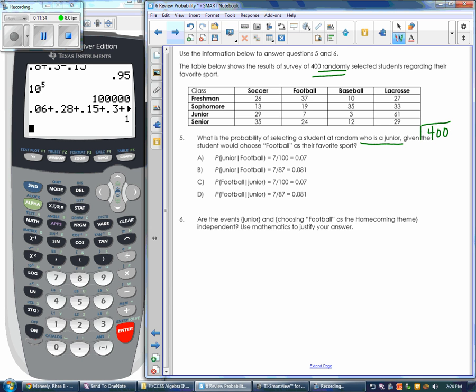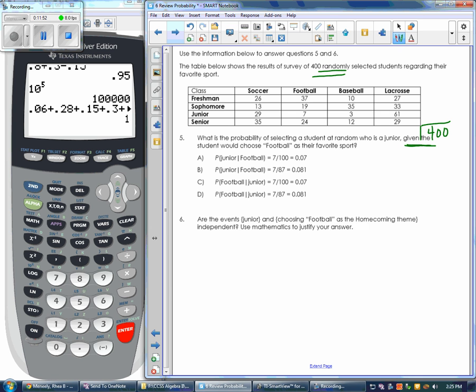As soon as it tells me something like that, this becomes given information. Oh, no, it's not. Sorry, I wrote this wrong. Forget what I just said. Let's finish reading the question. So what is the probability of selecting a student at random who is a junior given the student would choose football as their favorite sport?